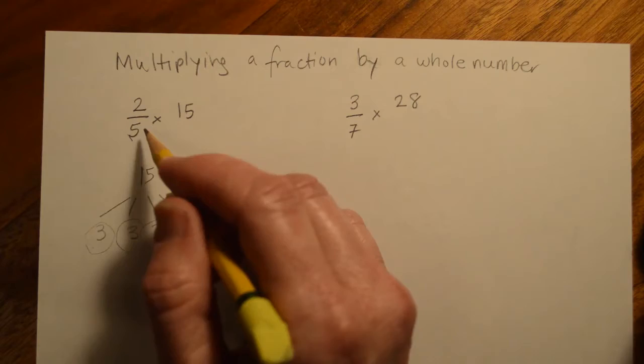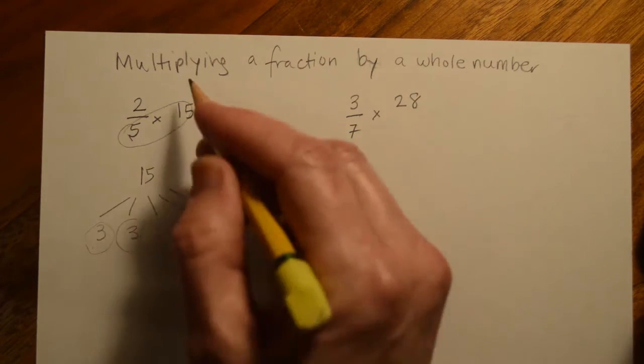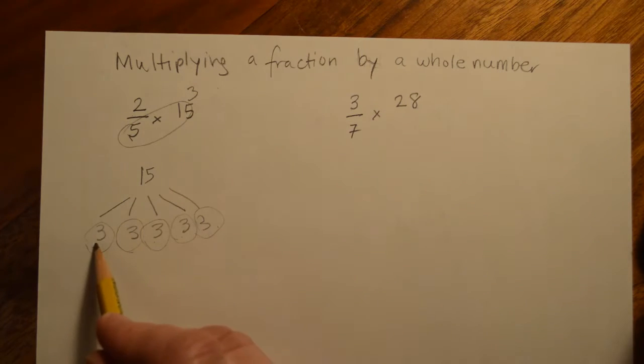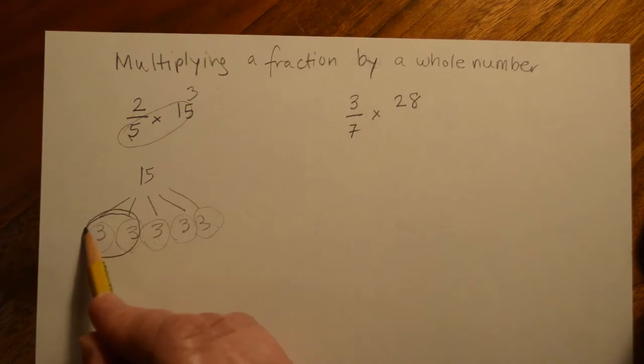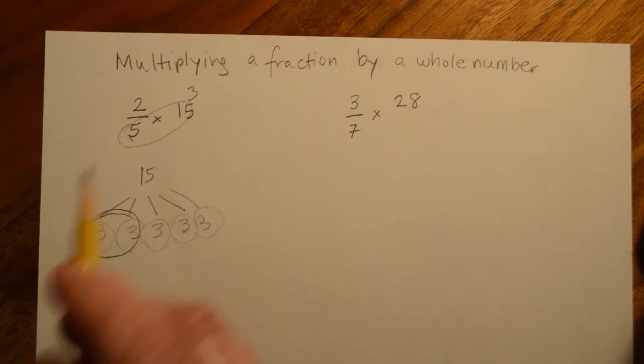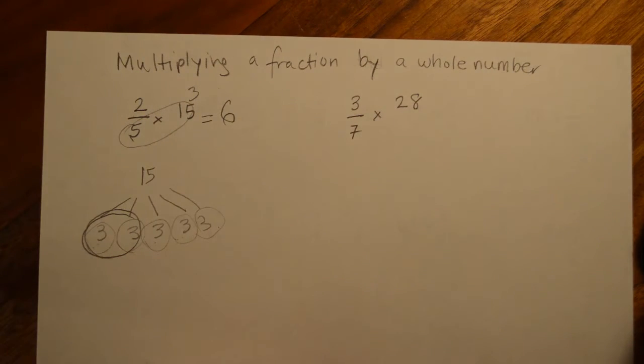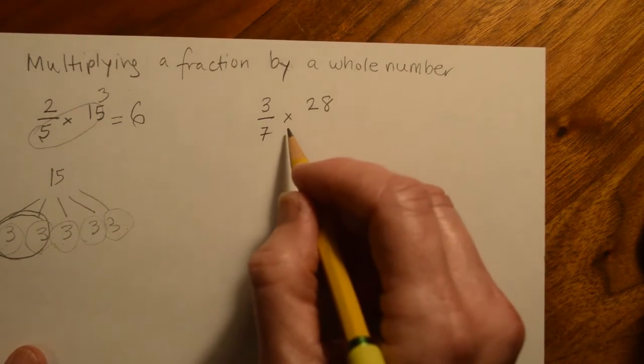All right, so now that we know that the fifths of 15 are 3, now it's saying take 2 of those groups. So here's one group, 2 groups. It's asking us to take 2 of these groups. So 2 of the 3s would equal 6. All right, let's do it again with this one.